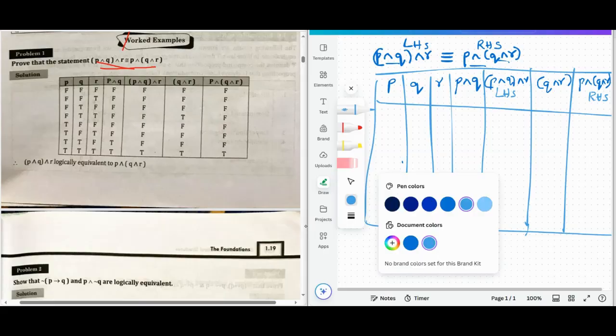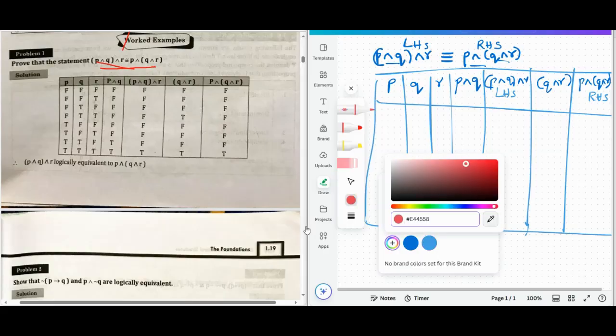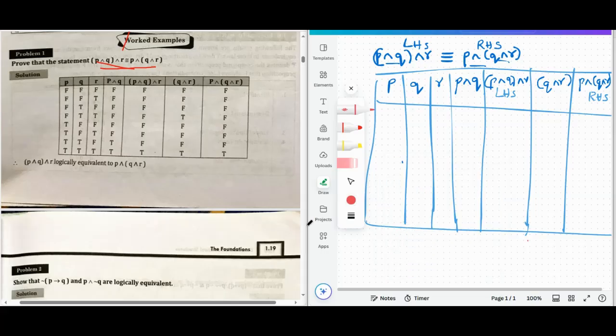Okay, so let me take the color. Now it is T 4 times, F 4 times for P. Then T T F F T T F F for Q. Then 1 T, 1 F alternating for R. Now we have P and Q. And means T and T, it is T. So we'll check T and T, it is T. Do we have it anywhere else for P and Q? No, so the remaining will all be F.